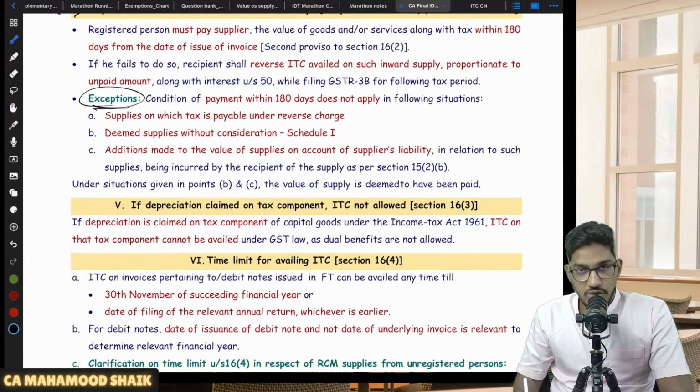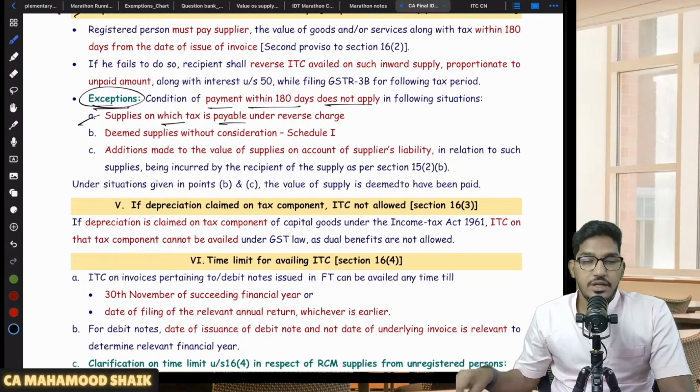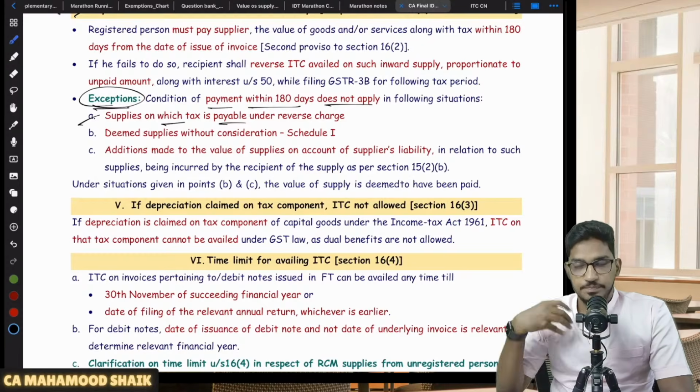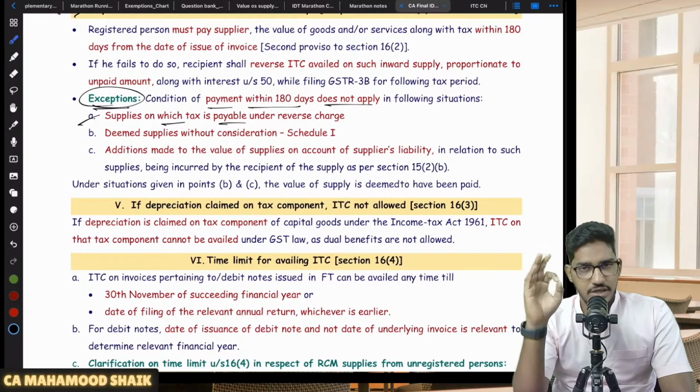There are some exceptions. What are they? So the condition of payment within 180 days does not apply in the following situations. Number one, supplies on which tax is payable under reverse charge mechanism. If you are a recipient and you are making the payment of GST under RCM, then that RCM input also you can use as credit.